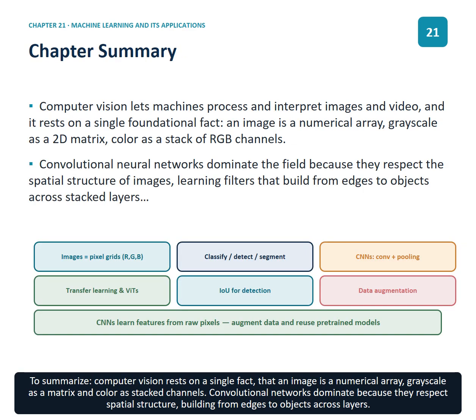To summarize, computer vision rests on a single fact: an image is a numerical array, grayscale as a matrix, and color as stacked channels. Convolutional networks dominate because they respect spatial structure, building from edges to objects across layers.